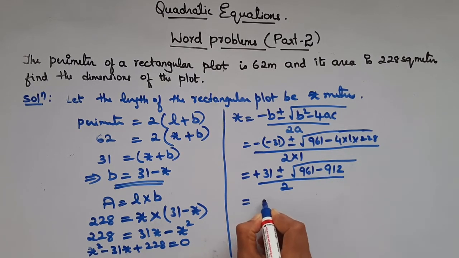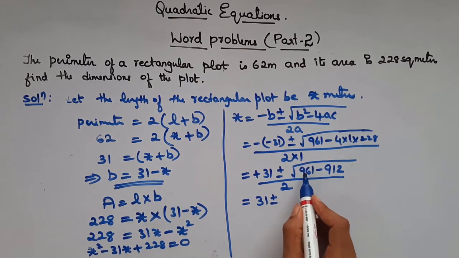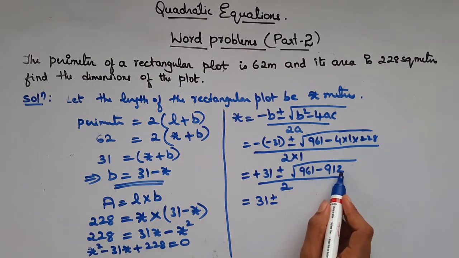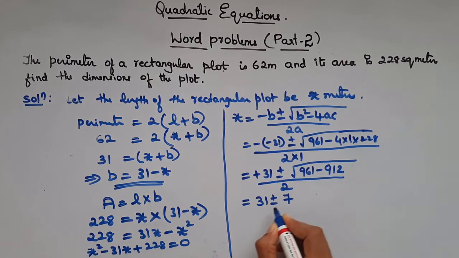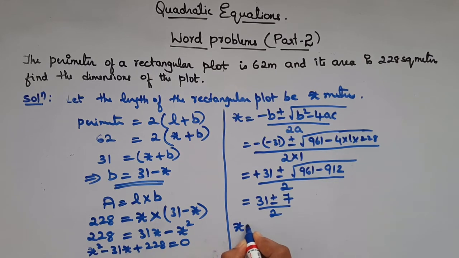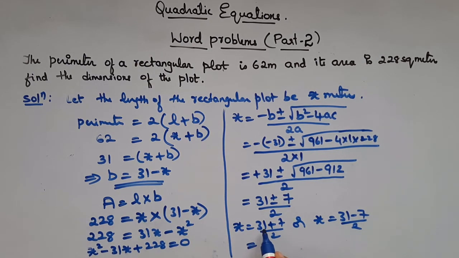So which is equal to 31 plus or minus 961 minus 912 will give you 49. So square root of 49 is 7 by 2, which means x is equal to 31 plus 7 by 2 or x is equal to 31 minus 7 by 2, right? So in this case 31 plus 7 is 38 by 2.